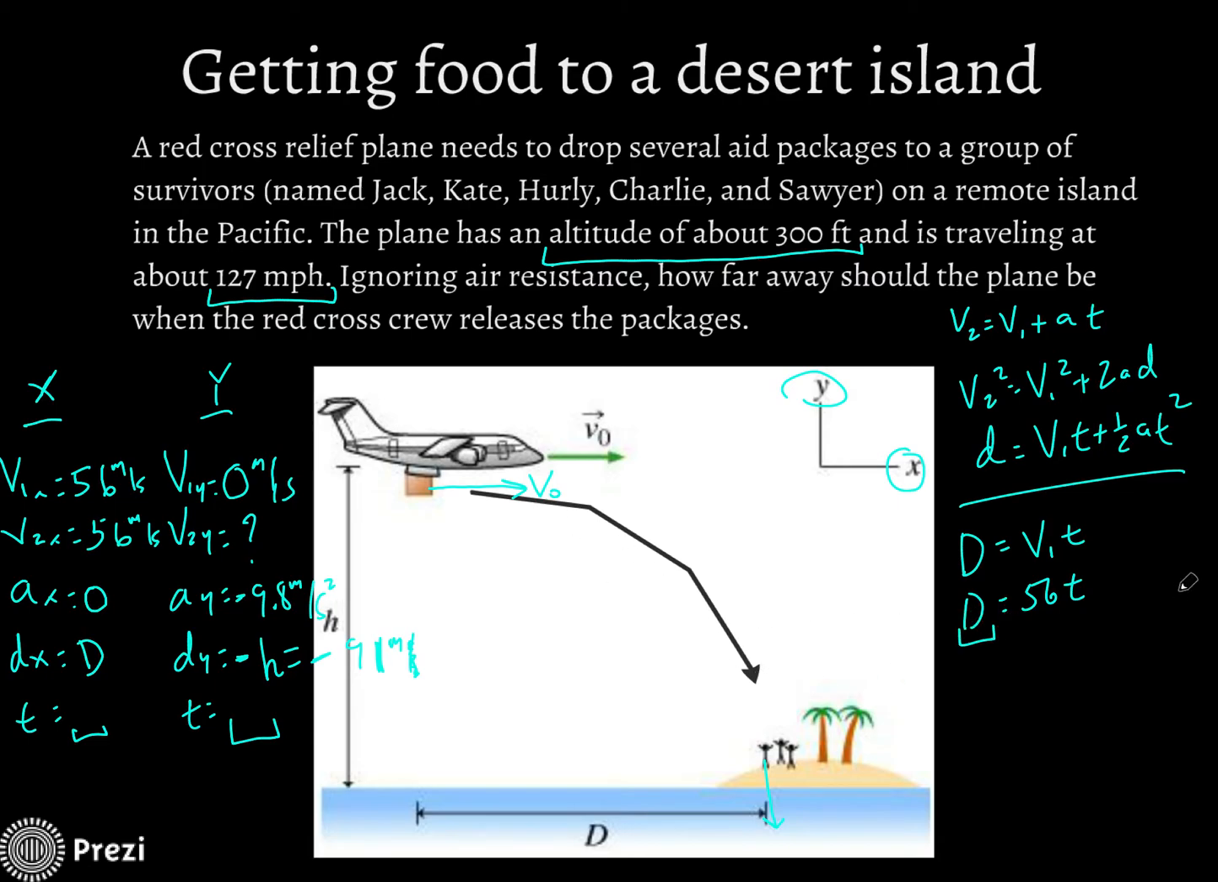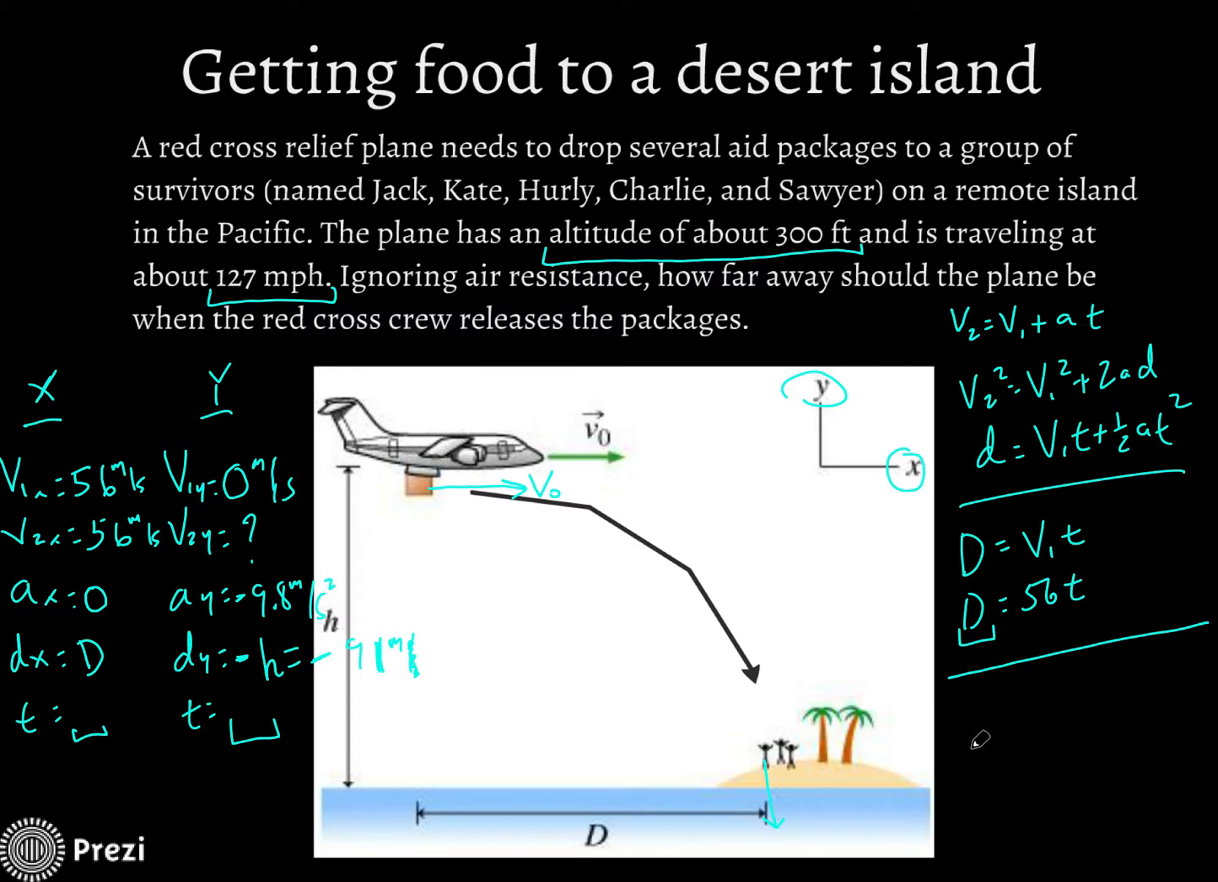Okay? So how do we get this time? That's the next thing. We don't have V2 this time, but we do have V1, A, and D. What's an equation that has V1, A, D, and T? Well, looks to me like this one does right over here. Yes, this one does.